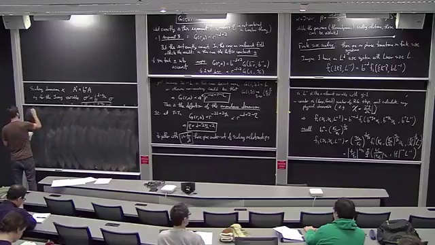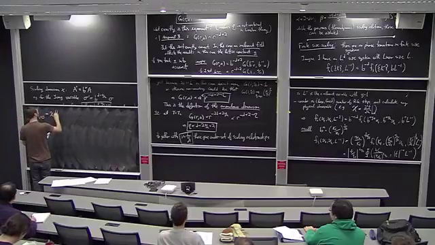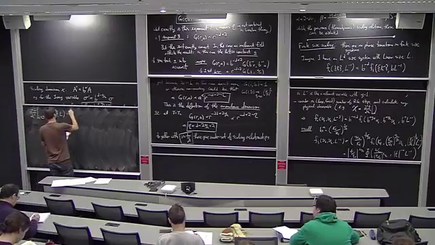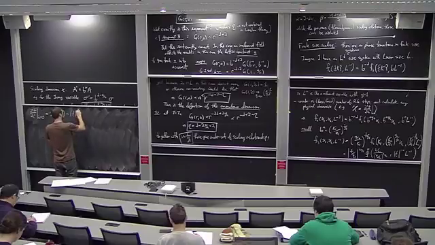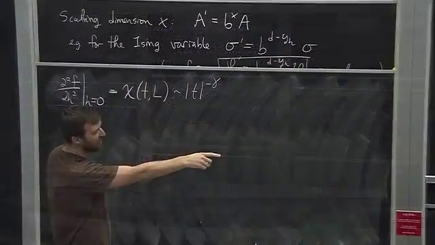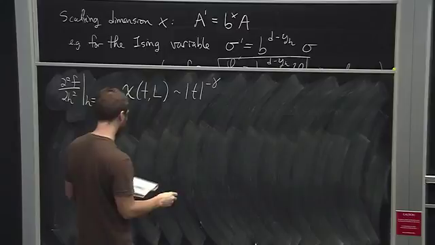So, second derivative of the free energy. The susceptibility is a function of temperature and system size. So this will go like t to the minus gamma, that's the definition of gamma. We already related gamma to the scaling dimensions y. So let's just write it as gamma.